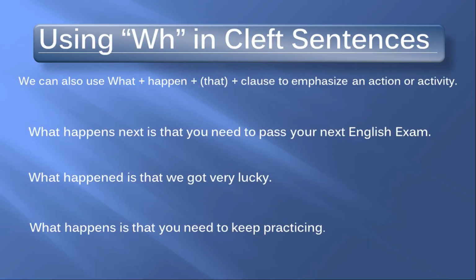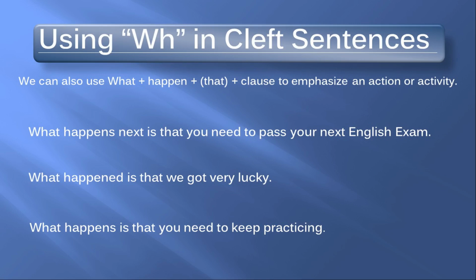We can also use happen after what to emphasize an activity or action with some sort of consequence. We can make the sentence form with happen in it by placing what in the beginning, followed by happen, next comes that, and then lastly comes the clause to emphasize the activity or action. Let's take a look at the second example sentence. "What happened is we got very lucky."